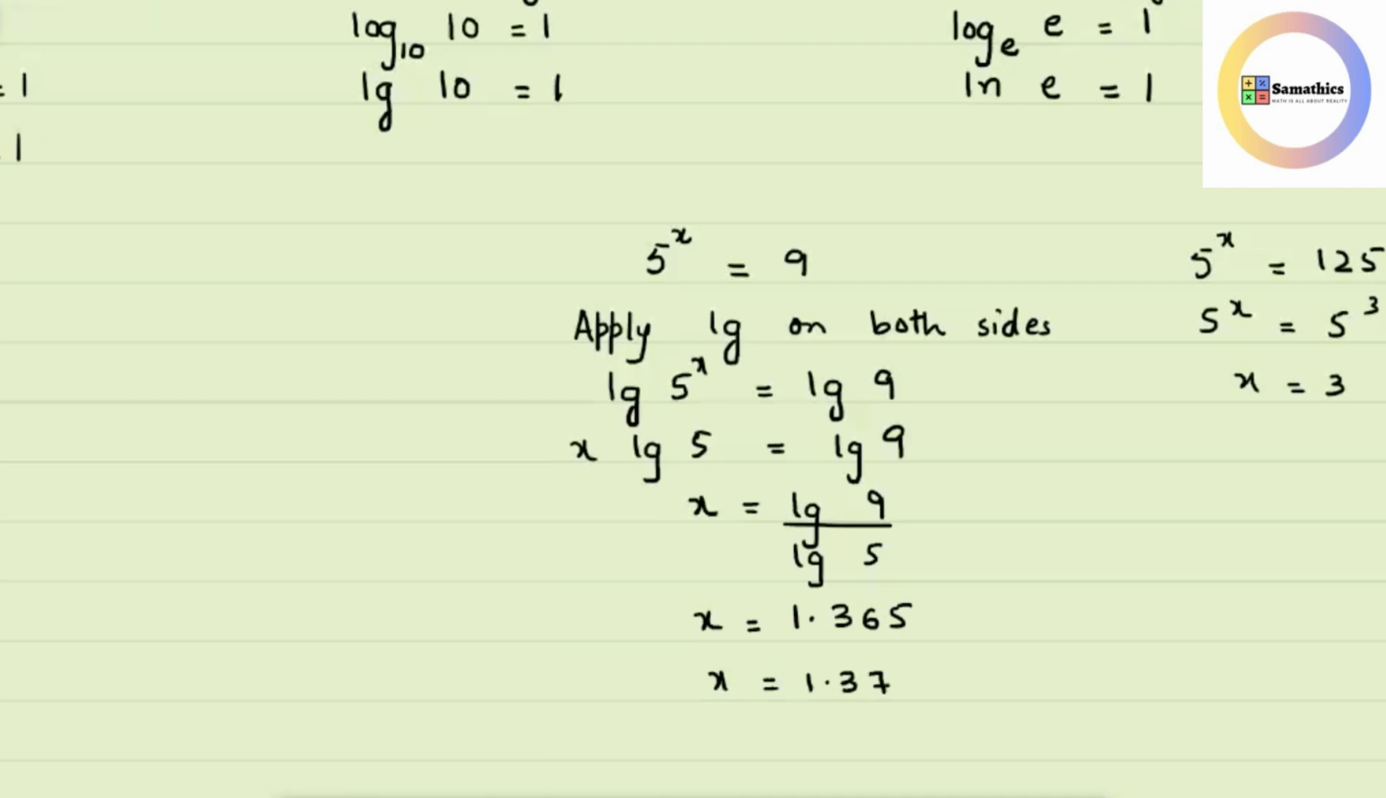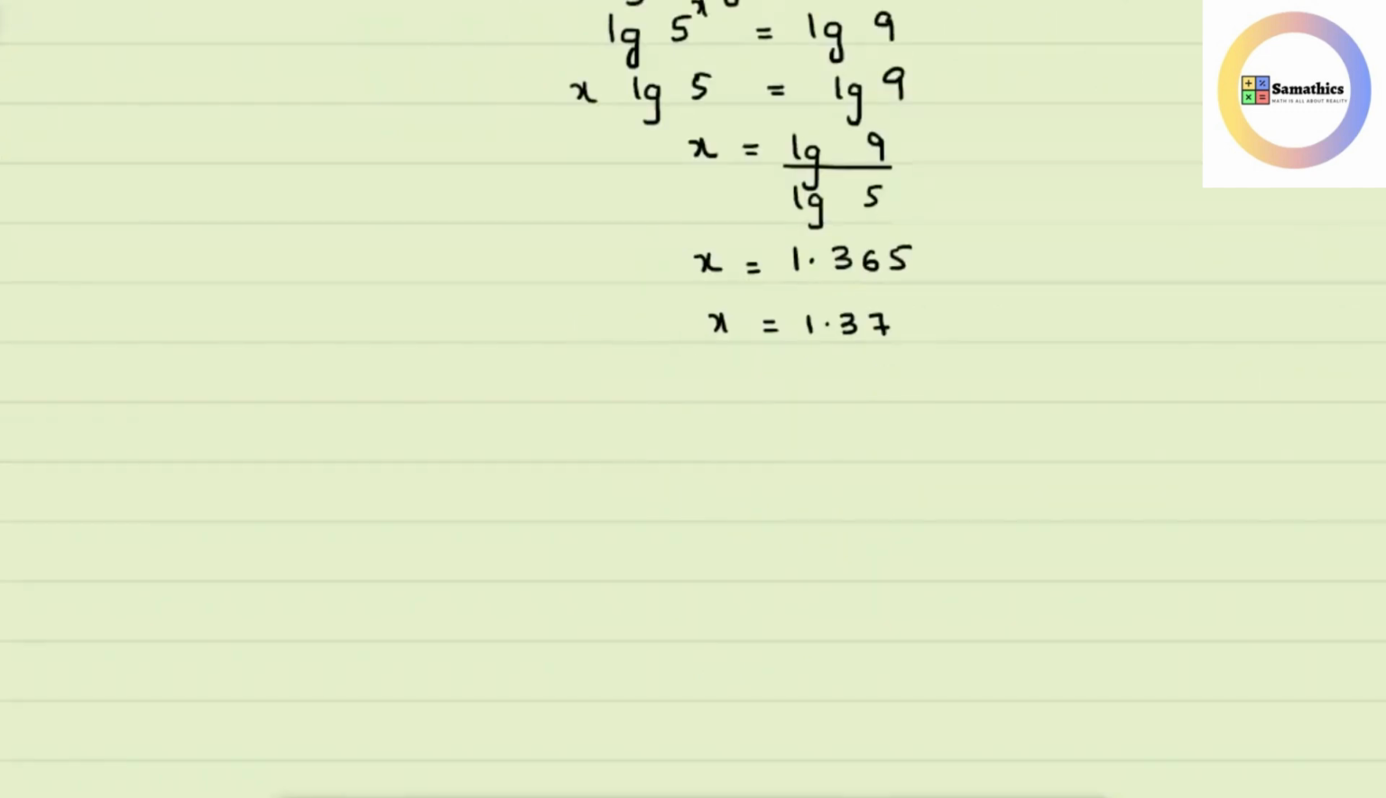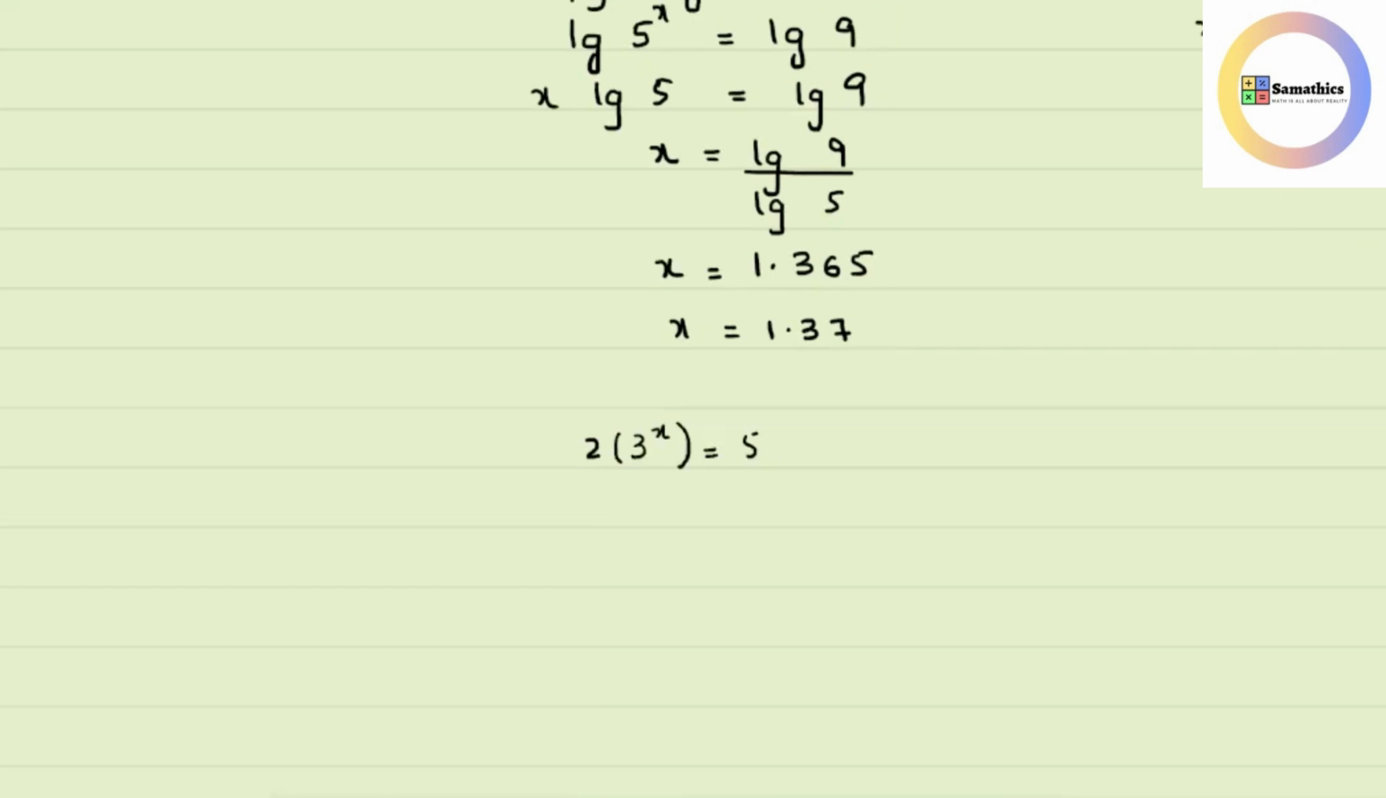Now, you cannot apply log on both sides if single terms are not there on both sides. Here we have 2 multiplying by 3 power x, and it is equal to 5, right? So you cannot apply log here. If you apply log here, then you have to use the product rule. Whenever you apply log, your equation must be in the form b power p is equal to r. Then you apply log on both sides.